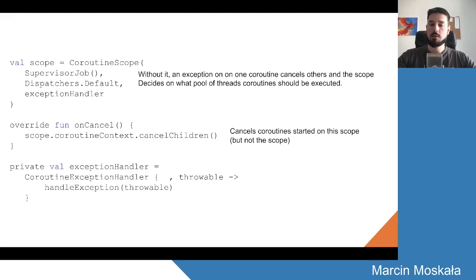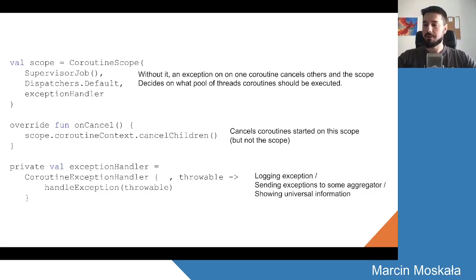We use exception handler to specify a default behavior that should be invoked when an exception occurs. So what do we use it for? We typically use it for some logging, for sending exceptions to an aggregator like Firebase or Sentry, for showing universal information, like a dialog, snack bar, or toast. Some applications have a request that whenever you have an API exception 401, then move to the login screen or something like that. This is what we can use our exception handler for.